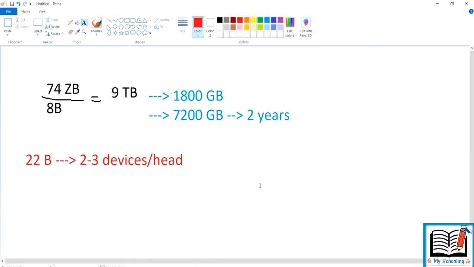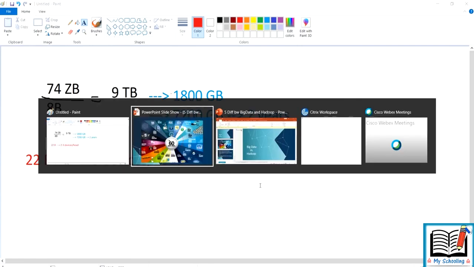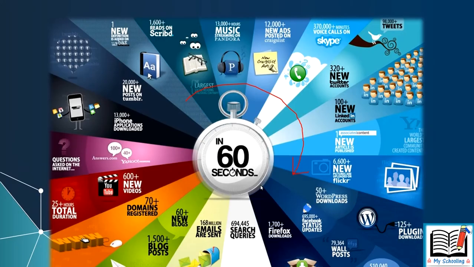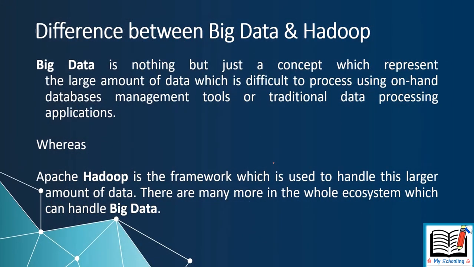So what is Hadoop? Hadoop is a concrete implementation. It is a set of tools and frameworks designed with the potential to deal with big data. Theoretically, big data is just a concept which represents a large amount of data that is difficult to process using on-hand database management tools and traditional data processing applications, whereas Hadoop is the framework used to handle this larger amount of data. There are many more ecosystem components available here, which we will discuss in coming videos.